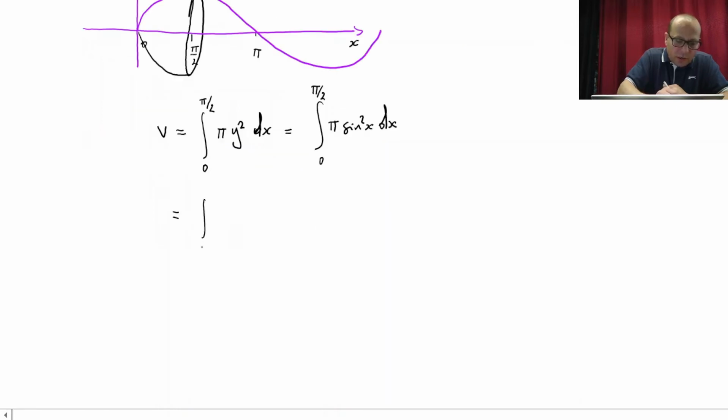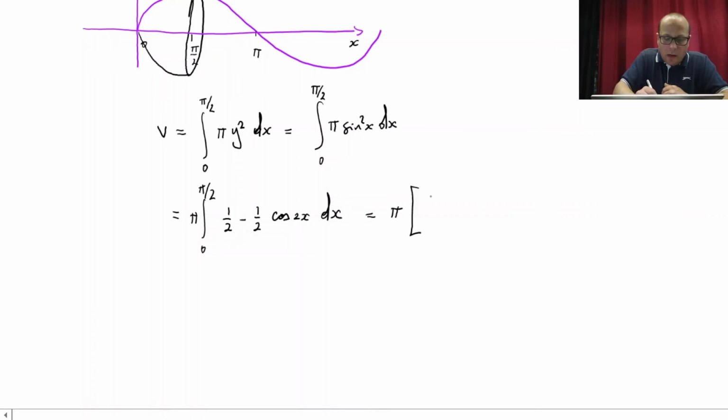So therefore, integrating from 0 to pi by 2 using the double angle formula, sine squared x is equal to half minus half cos 2x dx. I can integrate that, so that's equal to pi times half x minus 1 over 4 sine 2x, from 0 to pi by 2.